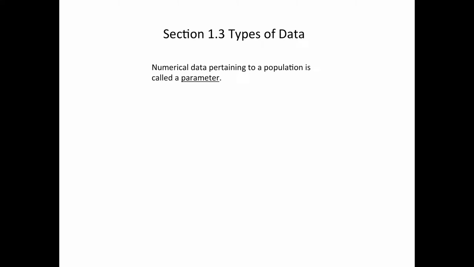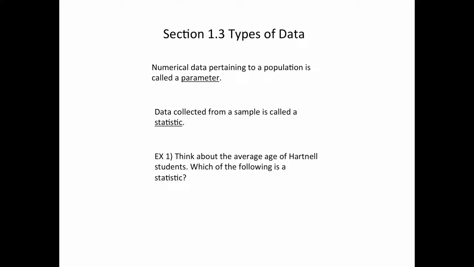First of all, with numerical data, if it's pertaining to the whole population, that's called a parameter. And if the data is from a sample, that's called a statistic. So take a look at this example. First of all, think about the average age of Hartnell students. You want to take a guess at what the average age is? Well, it turns out that it's 26.3.